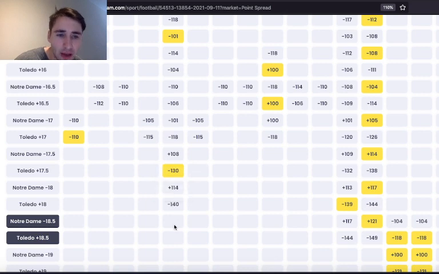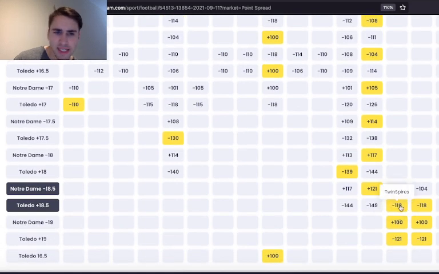Bookmaker doesn't even go down that far. So Bookmaker looks like it agrees. They agree on the -18. They have +114. Pinnacle has +117. Toledo +18, -140 on Bookmaker, -144 on Pinnacle. So what we're debating betting is this Toledo +18.5, -118.